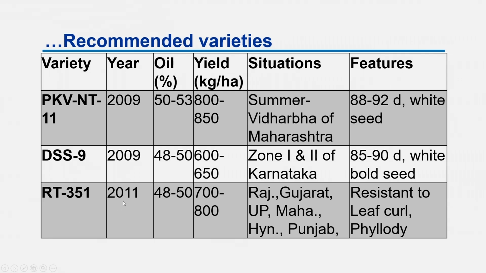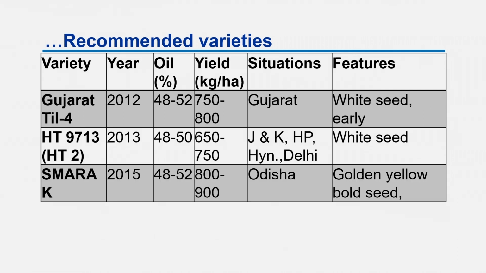It was released in 2011 and oil content is 48 to 50% and yield is 700 to 800 kilogram per hectare, and it is recommended for Rajasthan, Gujarat, Uttar Pradesh, Maharashtra, Haryana and Punjab, and it is resistant to leaf curl and phyllody virus. Next variety is Gujarat Til 4.